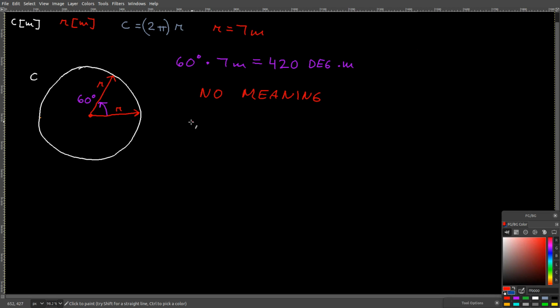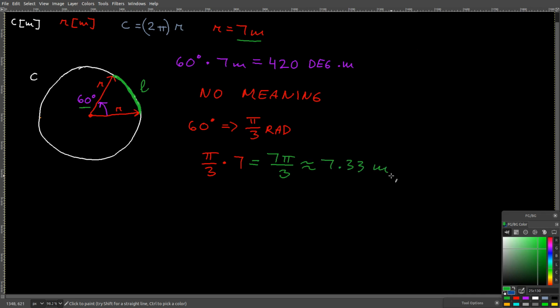However, if you convert 60 degrees to radians, which is pi over 3 radians, and then multiply that by the radius, which is 7 meters, then you get something that can be useful. You will get the arc's length that corresponds to the radius of 7 meters and 60 degrees. It would be pi over 3 times 7 equals 7 pi over 3, which is approximately 7.33 meters.